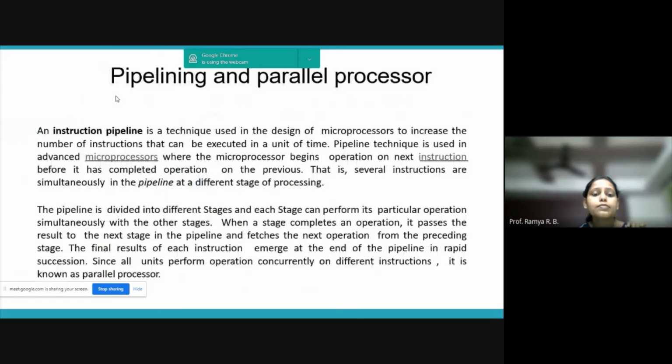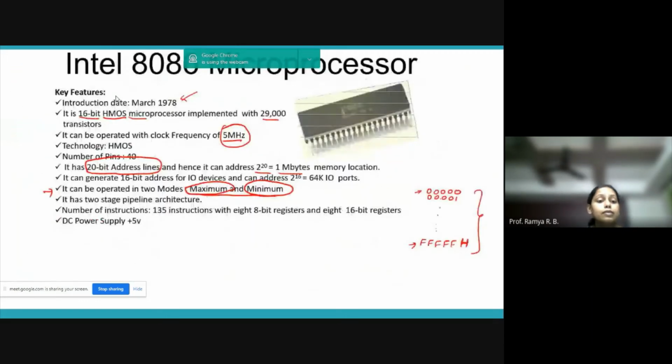8086 में कितना stage pipeline है? 8086 has 2-stage pipelining. 2-stage pipelining मतलब fetch and execute. Okay? तो ये decoding and execution एक साथ होता है, इसीलिए we are saying 8086 has 2-stage pipeline. So 8086 has 2-stage pipeline, Pentium 1 has 5-stage pipeline, Pentium 4 has 20-stage pipeline. As the number of stages increase, or as you increase the number of pipes, the performance of your processor drastically increases.